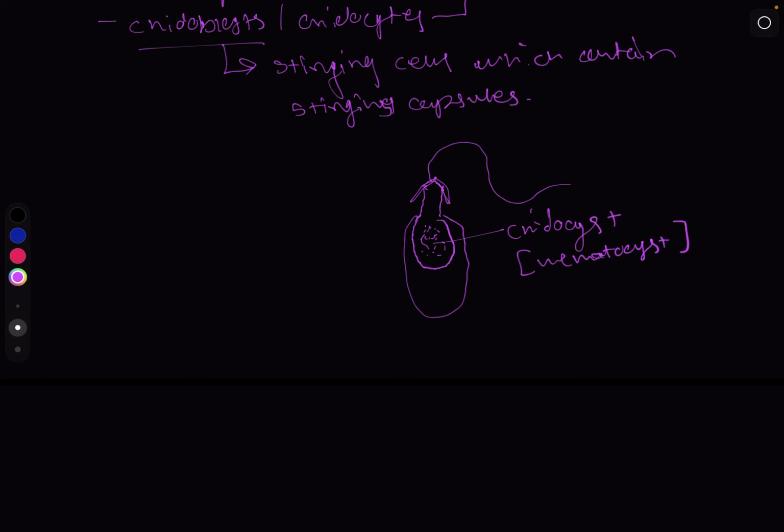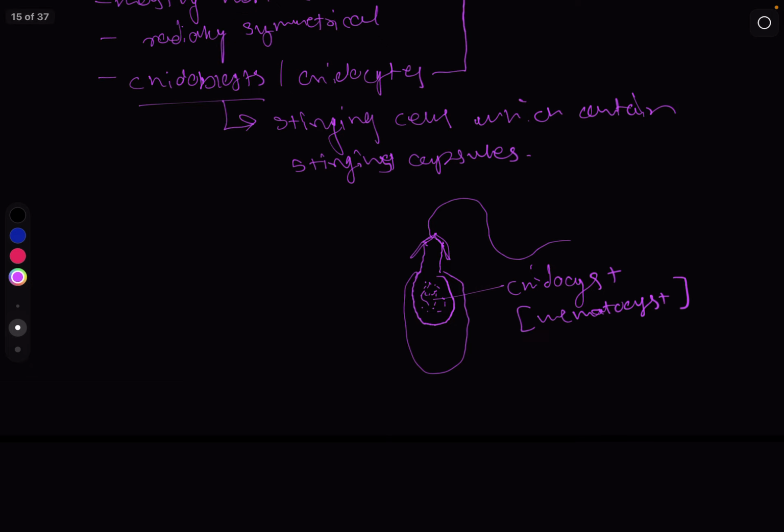So what do these cnidoblasts or cnidocytes help in? They help in number one, defense. If there is a predator, it can defend itself by stinging the predator. Number two is capture of prey. They can capture the prey using these stinging capsules. They can also use them for anchorage.